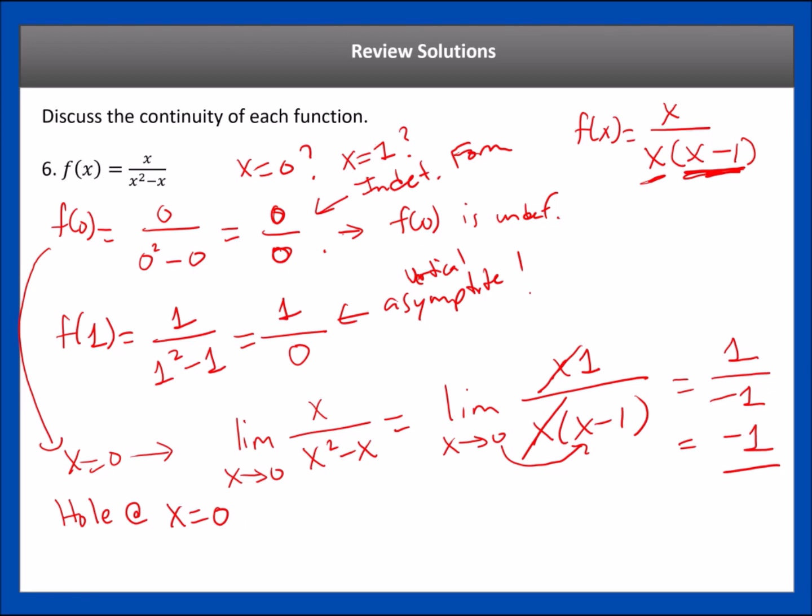And an infinite discontinuity at x equals 1. All right, so it kind of gives you an idea of how to analyze that. And this hole is a removable discontinuity. So I'm going to put this infinite discontinuity is non-removable. This hole is removable.